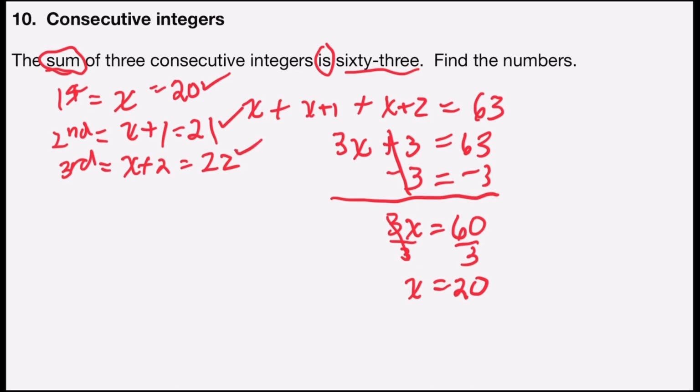Now there's other ways to solve this particular type of problem, but it helps to be able to define all three of your variables, because as you'll see in the next two problems, sometimes the equation becomes more complicated. So I know my answers are 20, 21, and 22.